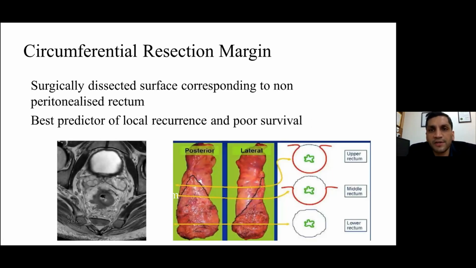Talking about the circumferential resection margin, it actually forms a basis for the TME, total mesorectal excision, and if it is involved, definitely poor results are seen.